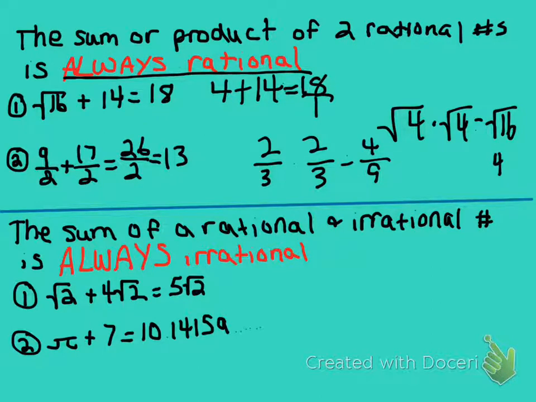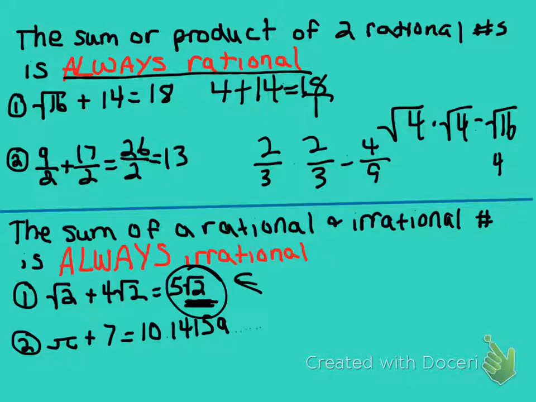Then the sum of a rational number and an irrational number is always irrational. Think about what we've been doing with our radicals. Square root of 2 plus 4 square root 2 gives you 5 square root 2. Since the square root of 2 is an irrational number, then 5 square root 2 is an irrational number as well. Pi plus 7 is 10.14159, and it keeps going on and on forever and ever. Since it is a non-terminating, non-repeating decimal, it too is an irrational number.